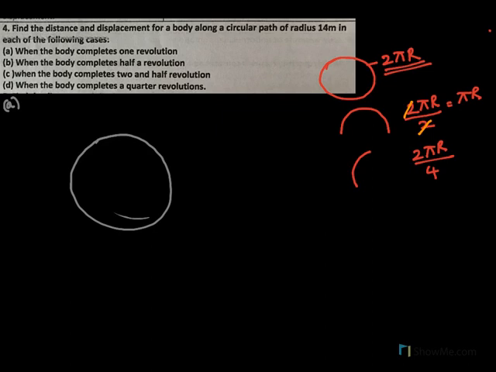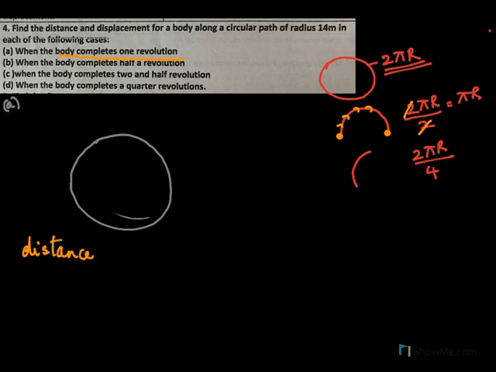Half a circumference, from this point here to this point, between these 2 points, this distance here will be pi r, and then we have the quarter of the circle. Now in this sum, in the first part, they are saying find the distance and displacement when a body completes one revolution. First, let us start to calculate the distance.